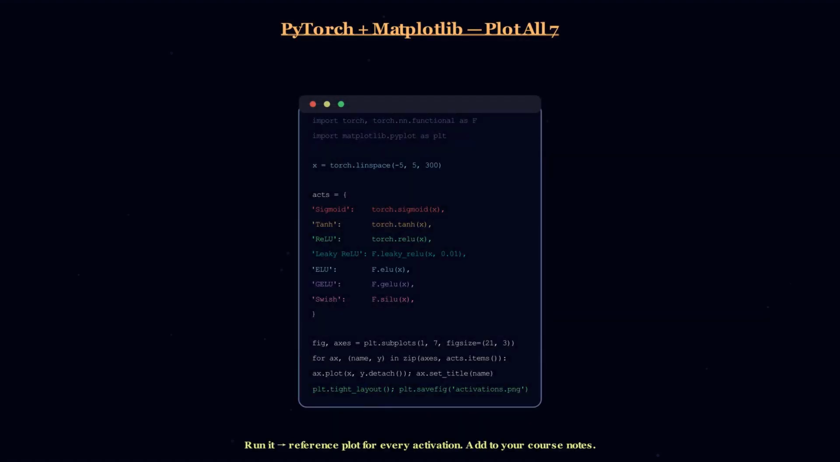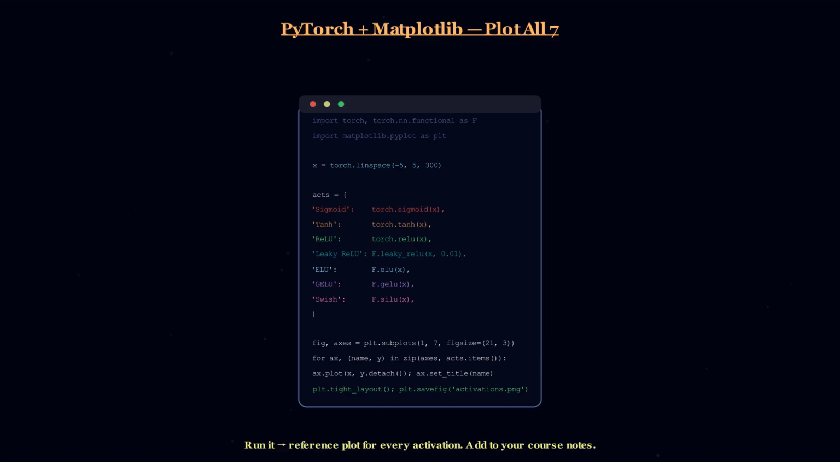Now the code. Plot all 7 activation functions in one figure using PyTorch and Matplotlib. Import torch, torch.nn.functional as F, and Matplotlib pyplot. Create x as torch.linspace from -5 to 5 with 300 points. Compute each activation: Sigmoid, Tanh, ReLU, Leaky ReLU with negative_slope 0.01, SiLU, GELU, and SiLU for Swish. Create a figure with 7 subplots in one row. For each, plot x against the activation output. Add a title and color-coded line. Mark the 0 axis with a dashed gray line.